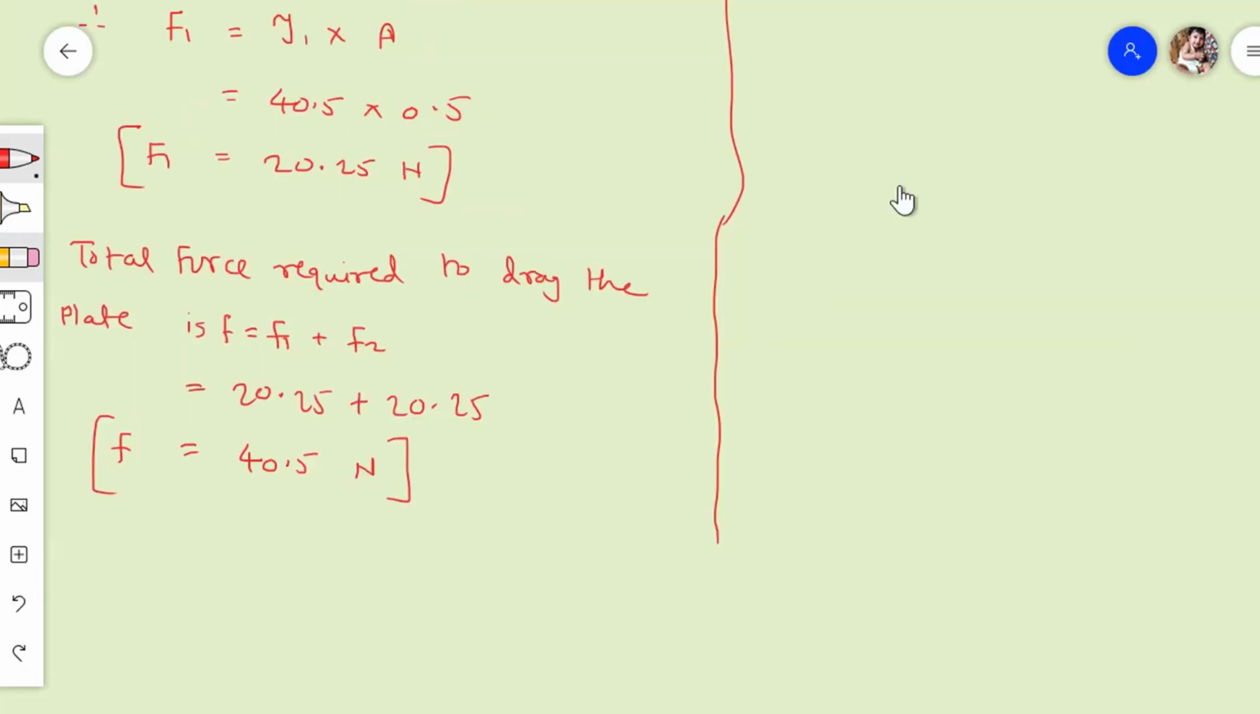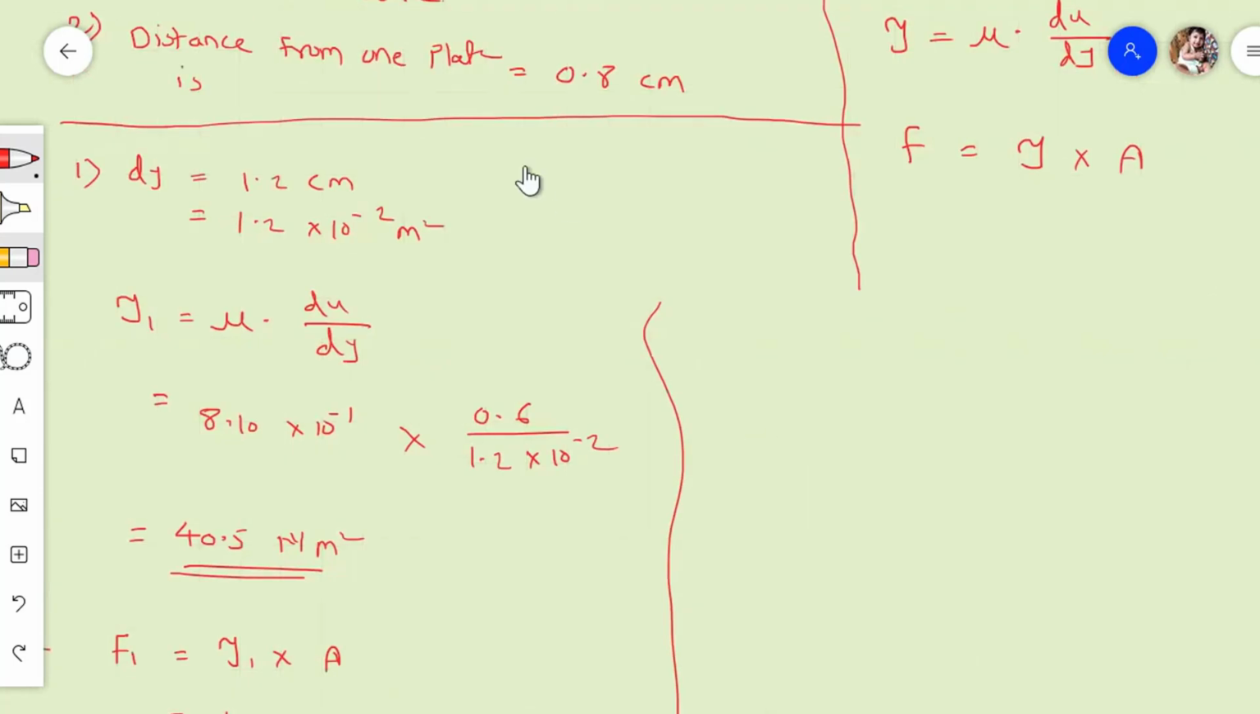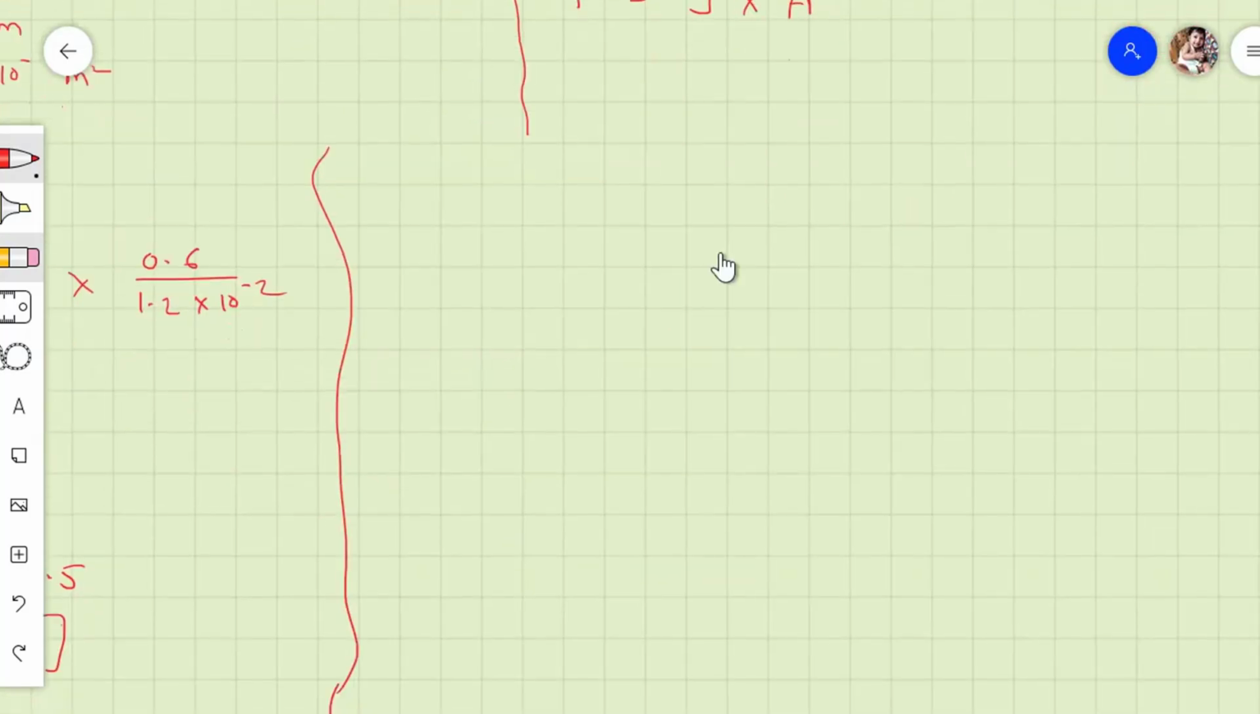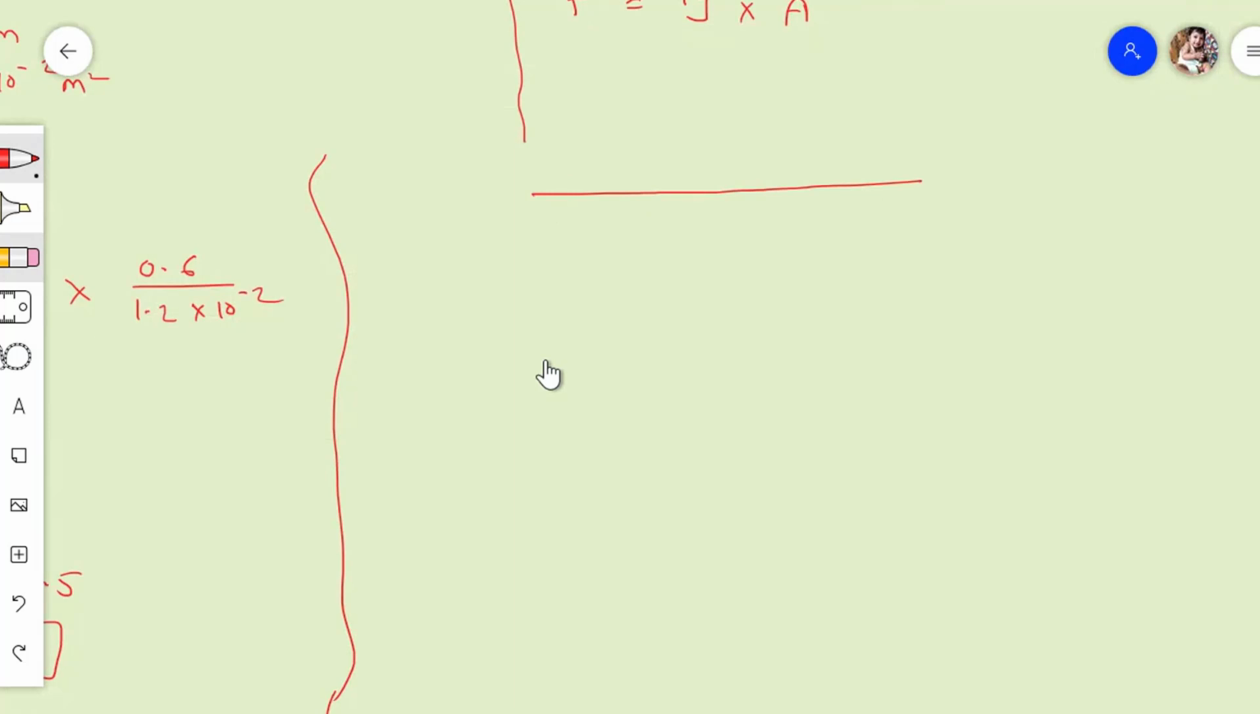So now let's see case 2. Now in case 2, what is given to us? From any one plate, the distance is 0.8 centimeter. So if I draw the diagram again here, these are the two plates and now this plate is somewhere here. Okay, now this distance is 0.8 centimeter. I have to calculate how much this is. I know the total is 2.4.